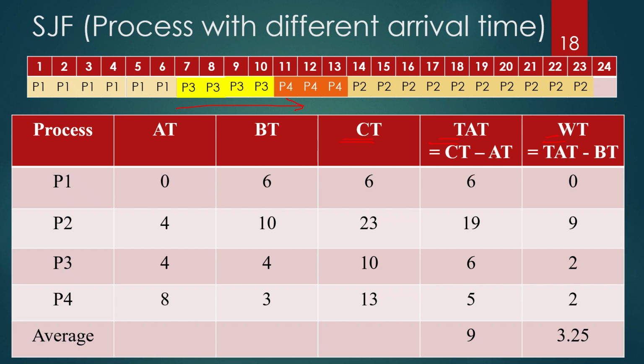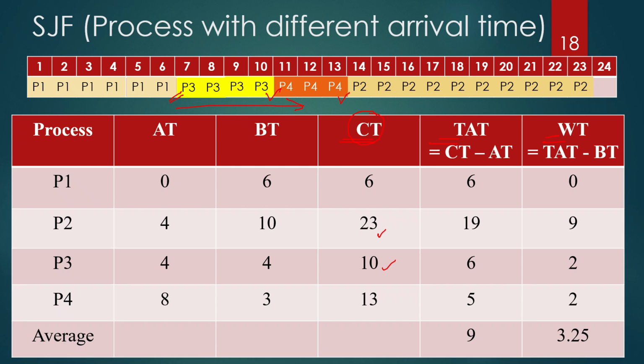So for the completion time, we just have to look at the Gantt chart. For the process P1, it has been completed at the 6th unit of time. So I am specifying here as 6. And for P2, it has been completed at the 23rd unit of time. So I have specified this as 23. And for P3, it is 10. And for P4, it is 13. So I have calculated the completion time from the Gantt chart.